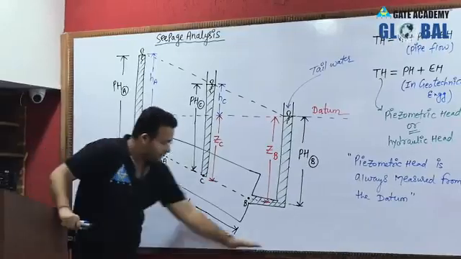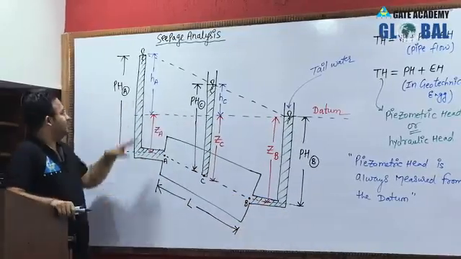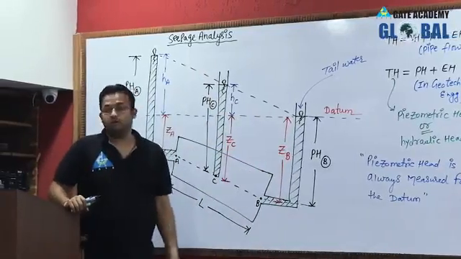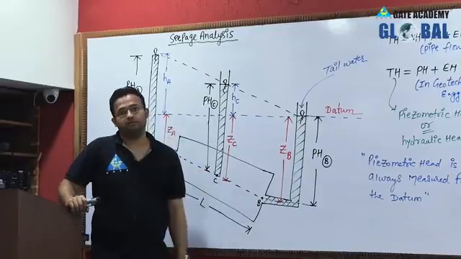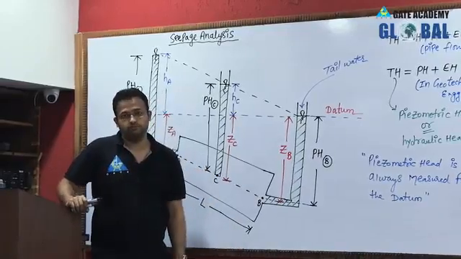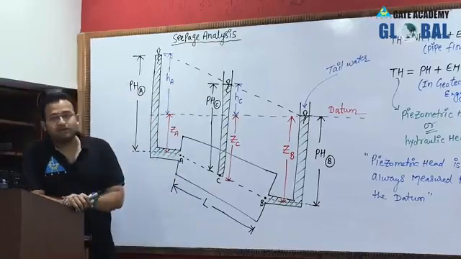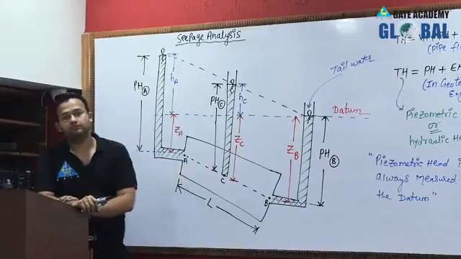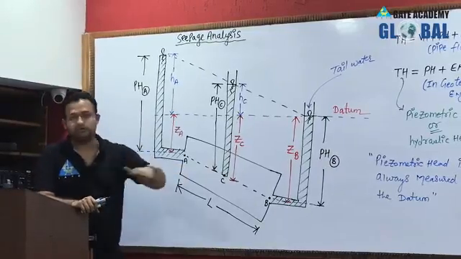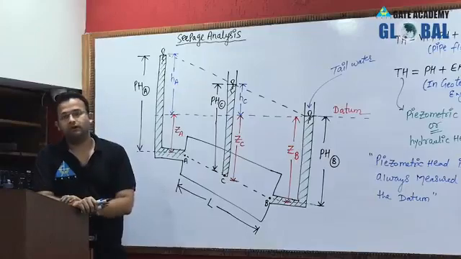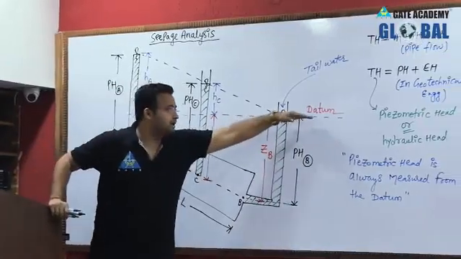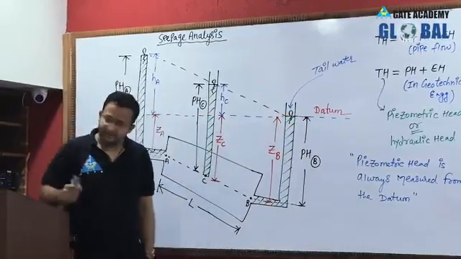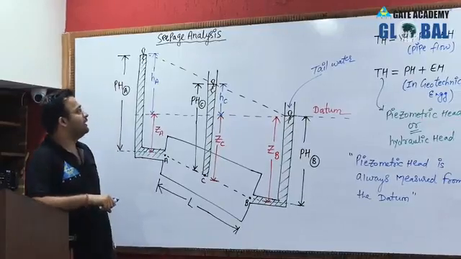If I consider datum somewhere here, then some energy will be here, some energy will be here, and some energy will be here also. So depending upon the location of datum, hydraulic head will change. So taking the datum is a very sensitive condition. If in the question they give the value or they give the location of datum, then no problem. If they don't give, then you should consider the datum at the tailwater level. Okay, it can be considered at the tailwater level.